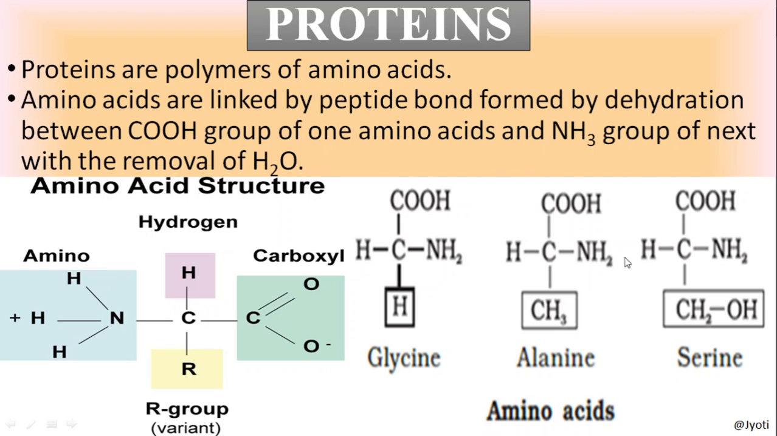Then in alanine, you will see that these 3 are common and R is CH3. Then in serine, you can see that these 3 are common and what is different? CH2OH. R is different. So in this way, the amino acids are different from each other in the variant group, that is R group. I think it is clear to you.